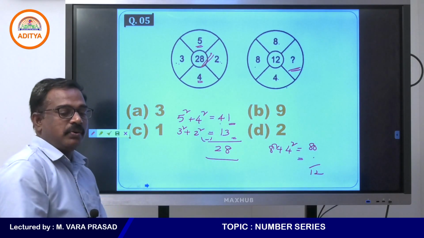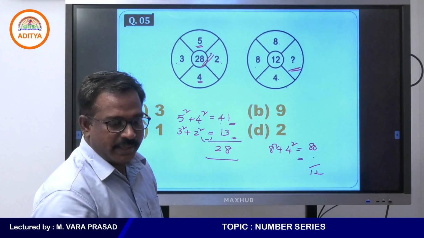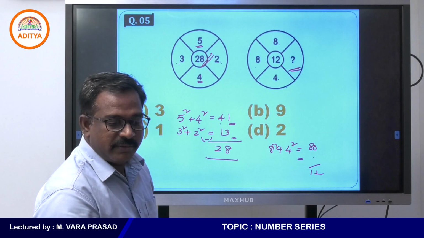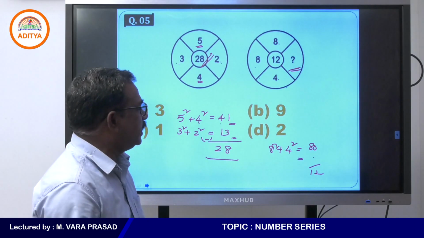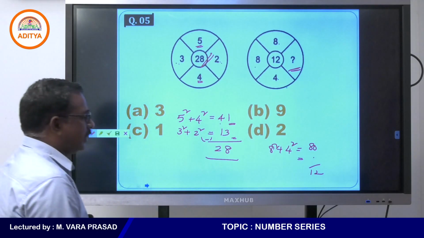I have given the clue now, can I get the answer? Options are there here. What answer will you get here? I have given the way. Many of you have given 2, answer is 2. Is it correct? Answer 2.